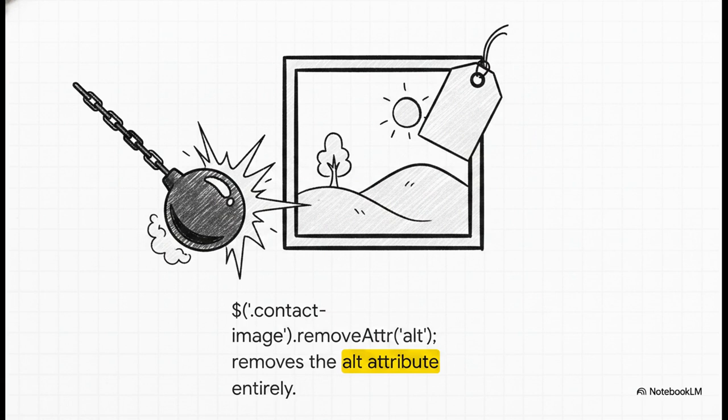We grab a specific HTML element, in this case, an image inside a contact section that we targeted with the class contact-image. Then we just chain on our demolition tool, .removeAttr. Inside the parentheses, we simply pass a string telling jQuery exactly what to destroy. Here, we're stripping away the alt attribute entirely. 1 line of code and boom, it's gone.